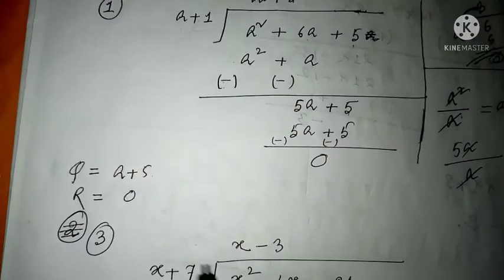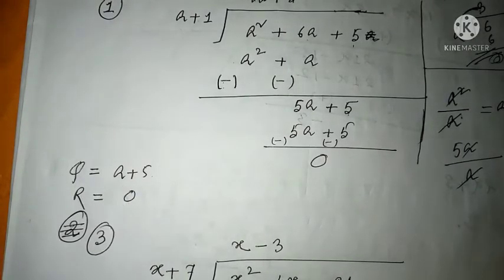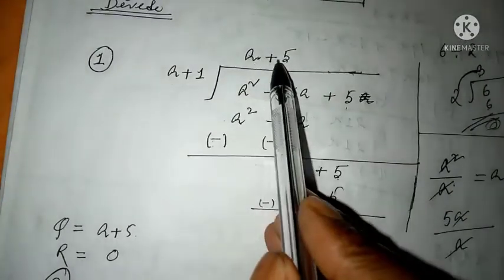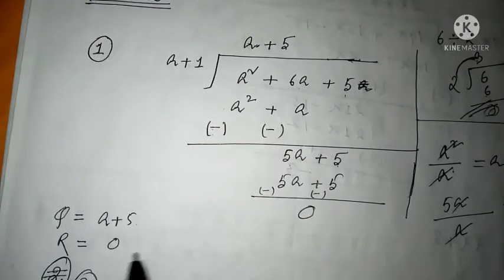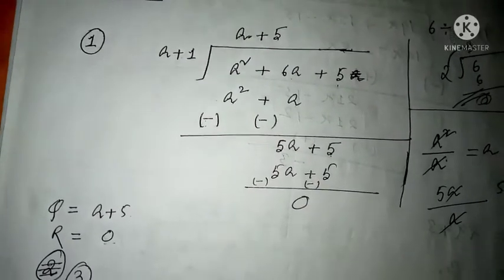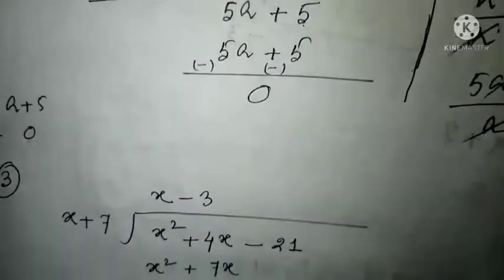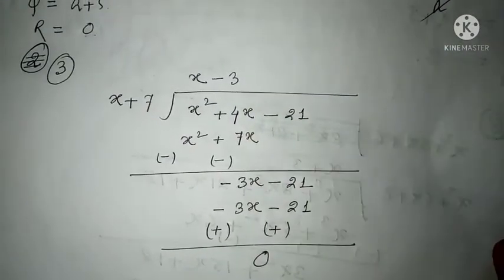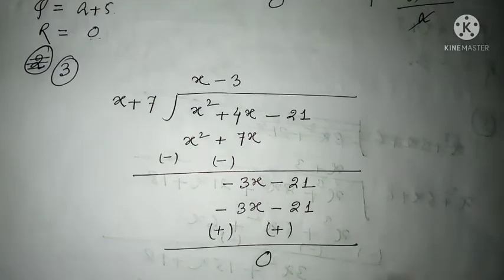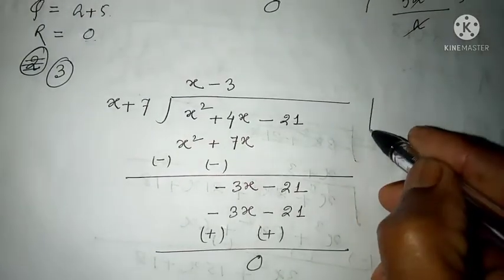Okay, then you can see here our quotient is a plus 5, and the remainder is what? It's 0 here. Now here we have your third question. So in the third question also, we'll apply the same procedure.